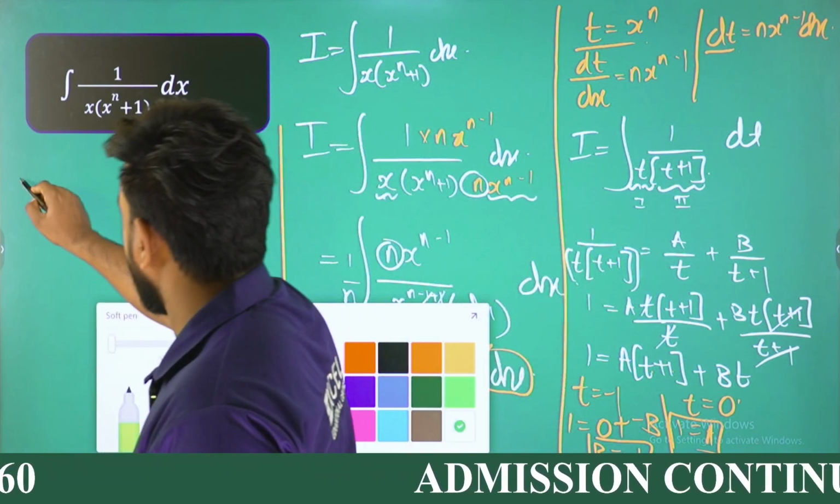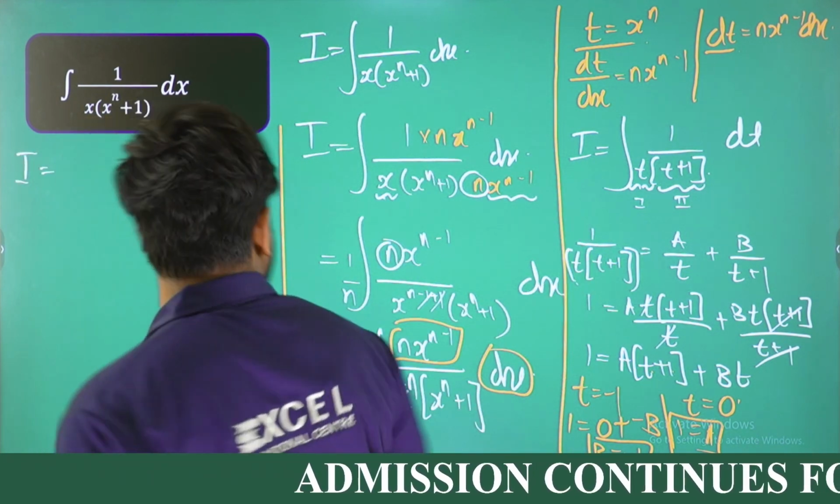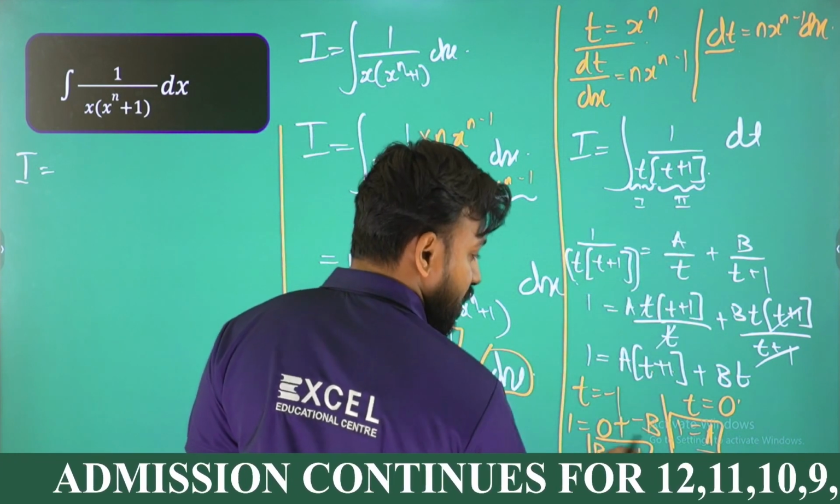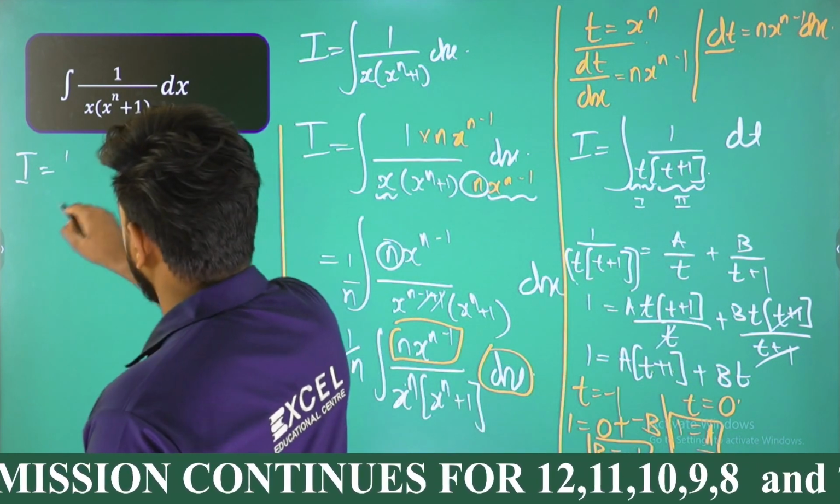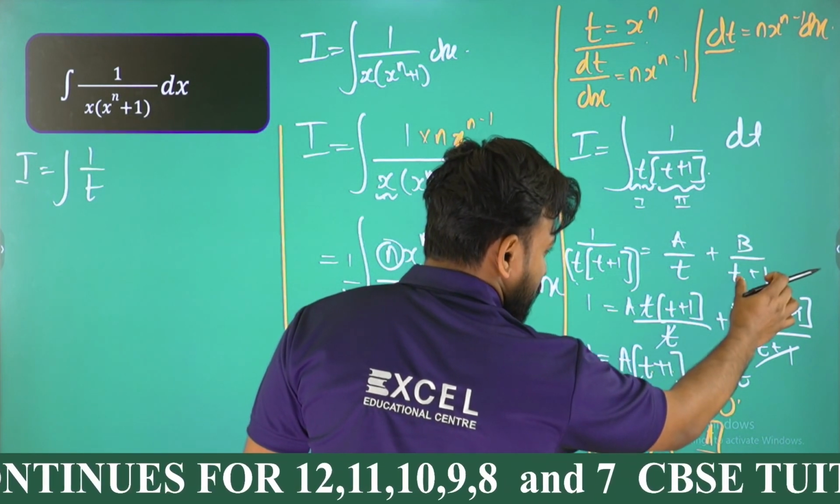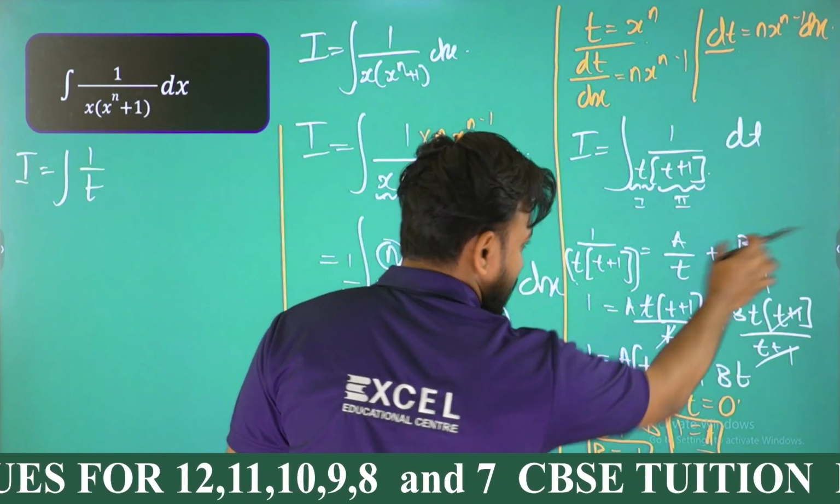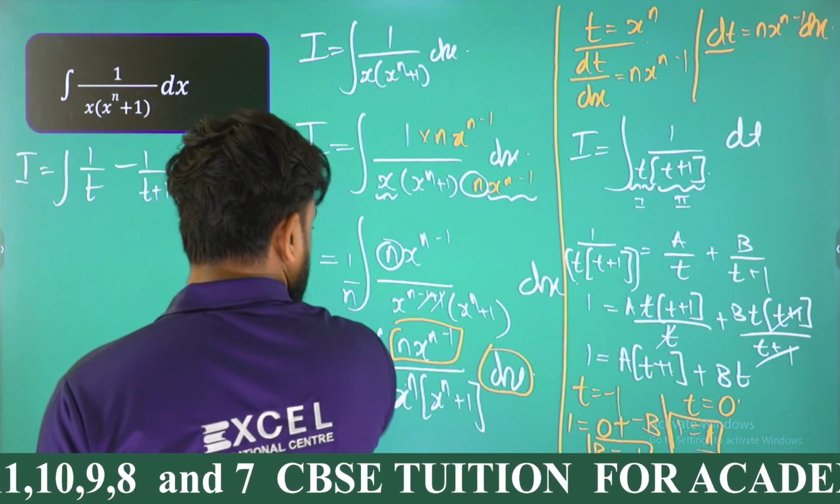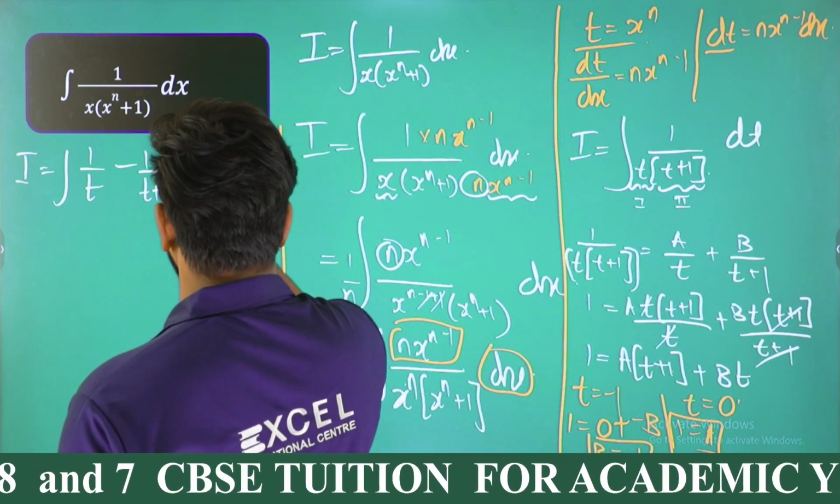So I is equal to, instead of writing 1 by t into t plus 1, I'll write a by t. What is a? A is 1. 1 by t. I'll write 1 by t, b by t plus 1. What is b? Minus 1. Minus 1 by t plus 1 dt.